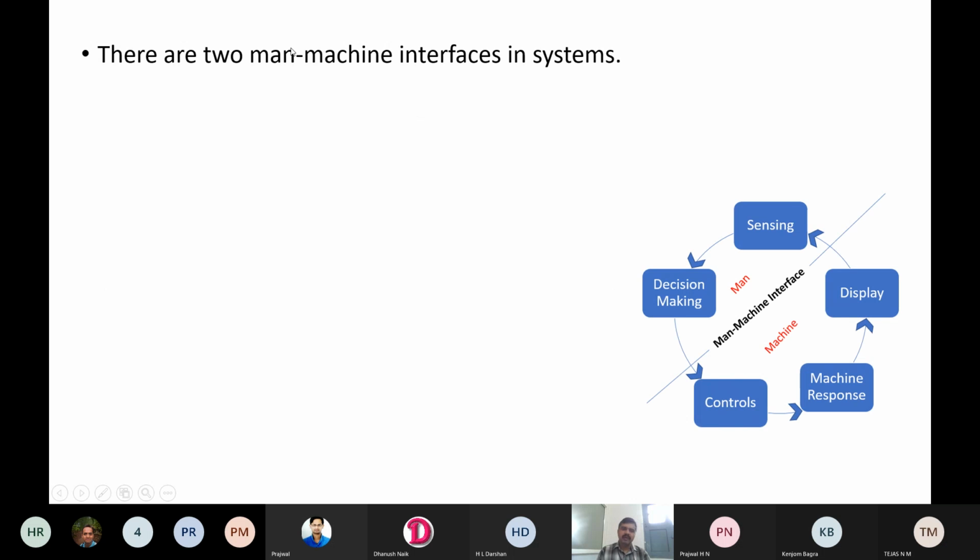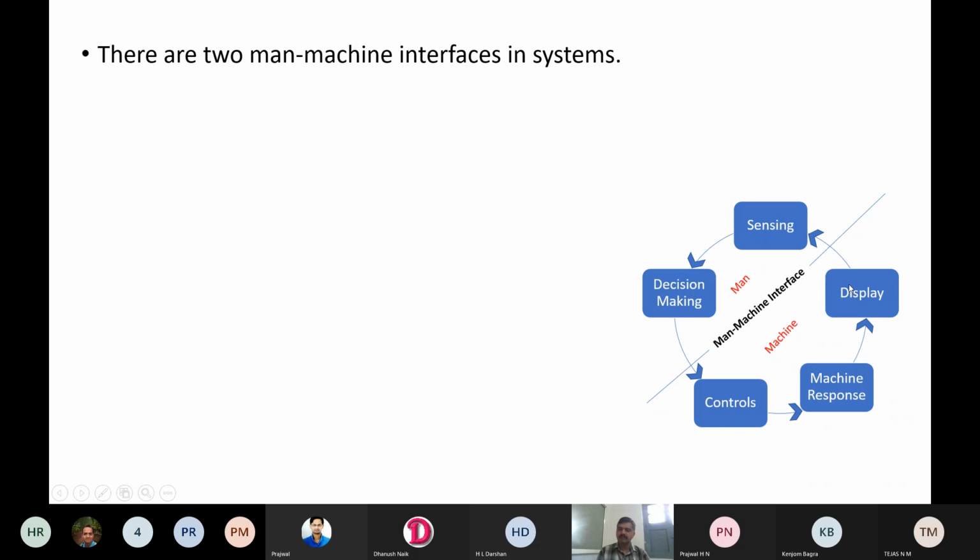There are two man-machine interfaces in systems. Here you can see this is one interface, where display is part of the machine and sensing is the role of the man. So display is communicating with man. Another interface is where man is communicating with the machine. Here machine is communicating with man, and in the second interface man is communicating with the machine.